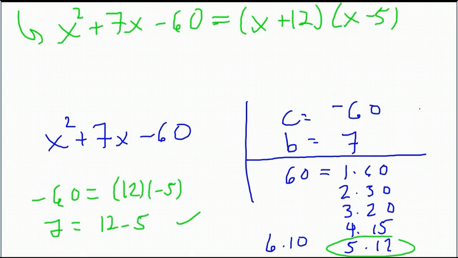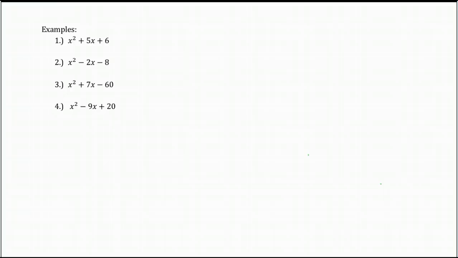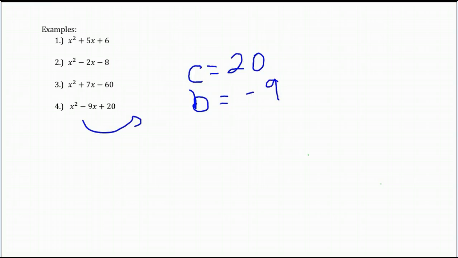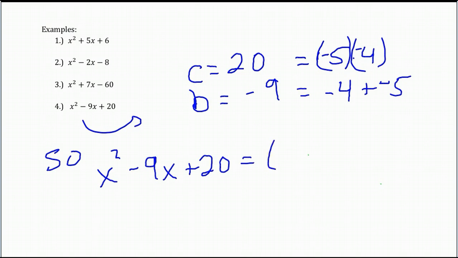Okay. All right, now going back up, let's take a look at our last example here. In this case, our constant term is 20. Our coefficient of x is -9, so we want to know, are there two numbers that multiply to give us +20 that add up to -9? In this case, it's going to be -4 and -5. Two negative numbers multiply to give you a positive and add to give us a negative number. So we're going to have x squared minus 9x plus 20 is equal to x minus 4 times x minus 5.